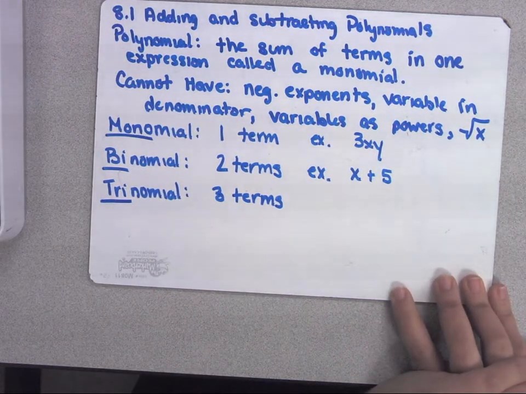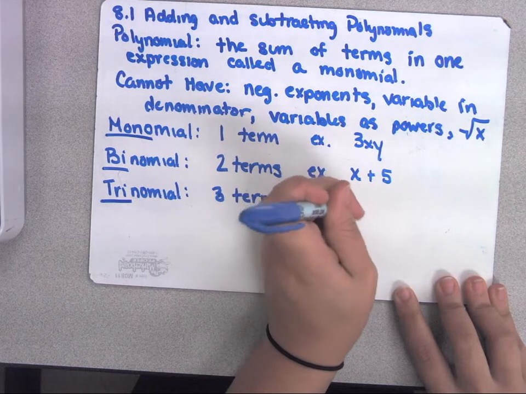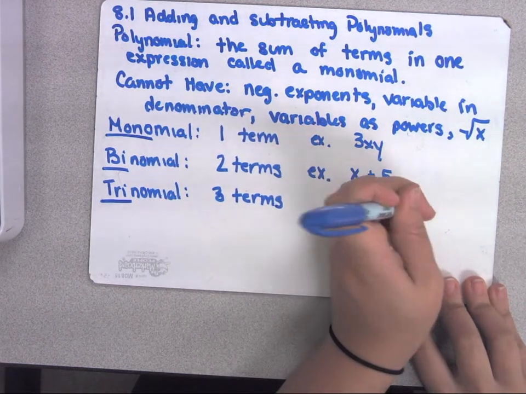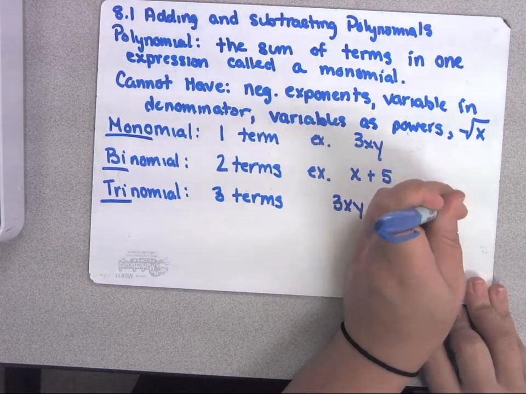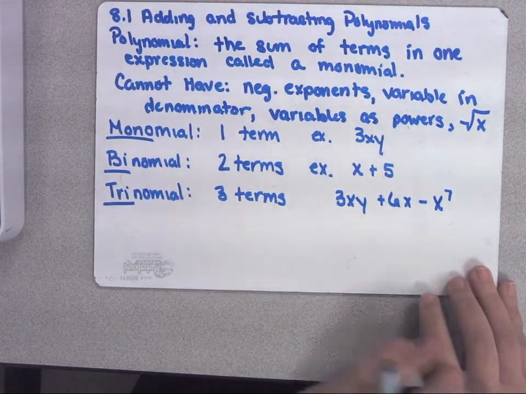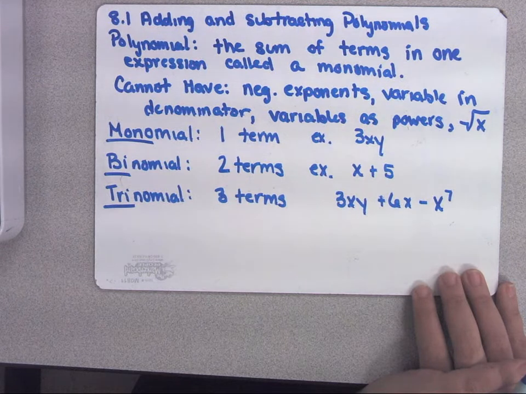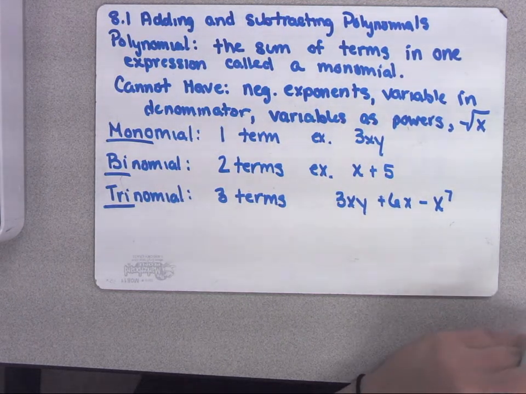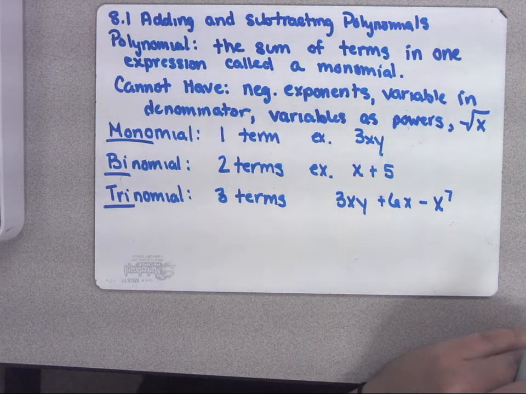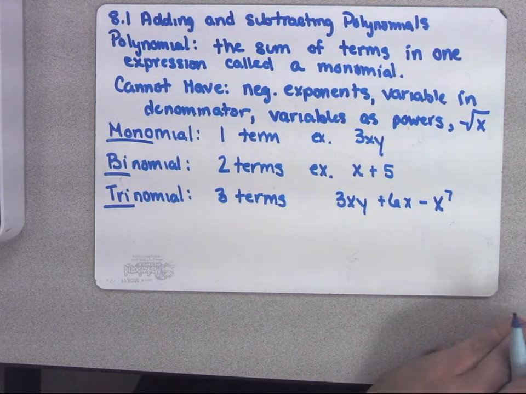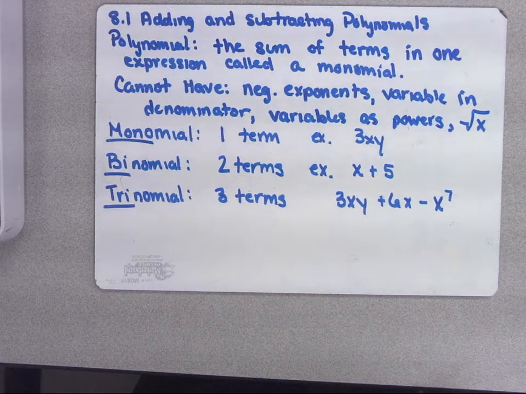Trinomial for 3. Right? So 3xy plus 6x minus x to the 7th. That is a trinomial because it's got 3 separate terms in it. It doesn't matter what's in it. Anything after 3 terms, we just call them polynomials. They must have given up and stopped calling them names, so they're just called polynomials. So if it has 4 terms or 5 terms or 16 terms, it's just called a polynomial.